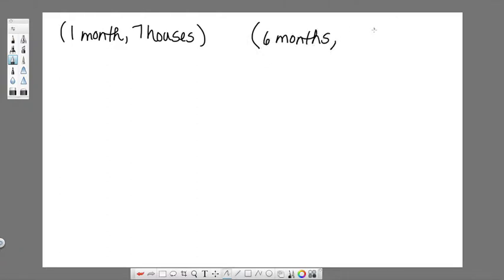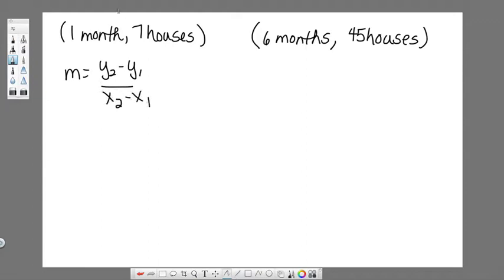And at 6 months, we had 45 houses built. So again, we're going to use the formula. Slope is y sub 2 minus y sub 1 over x sub 2 minus x sub 1, this being x sub 1 and y sub 1, this x sub 2 and y sub 2. So let's go. Make big parentheses because I've got labels to go.